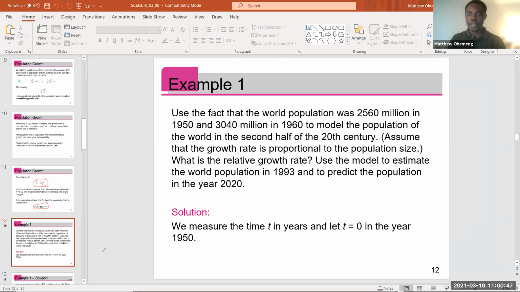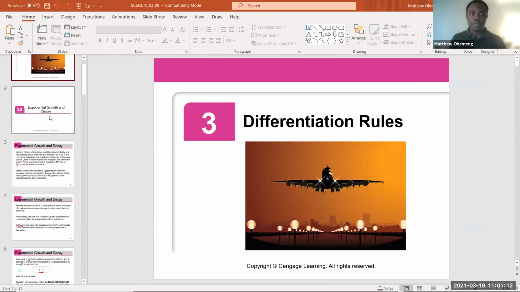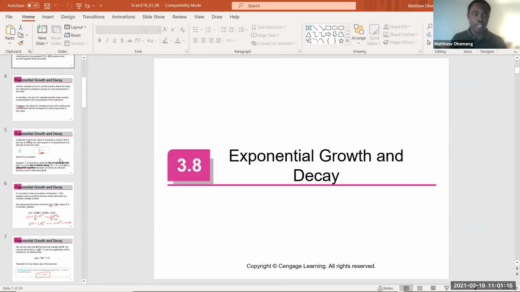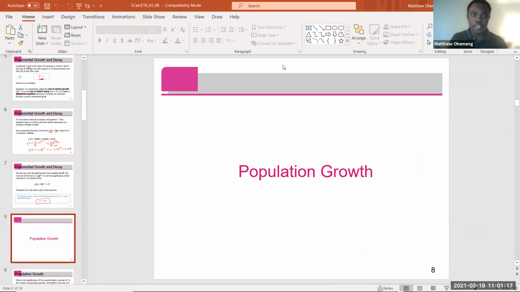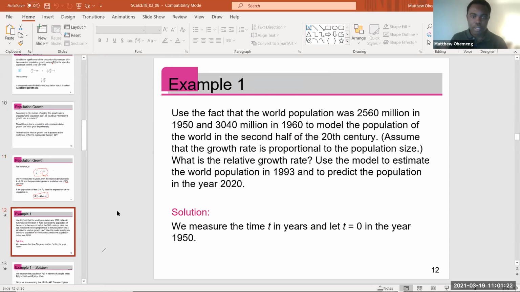So the last time we met, we were looking at example 1, right? We are under section 3.8, the exponential growth and decay. We were looking at the first model, which is population growth, right? So we wrapped up. Let me go to example 1. Yeah, so this is where we are.